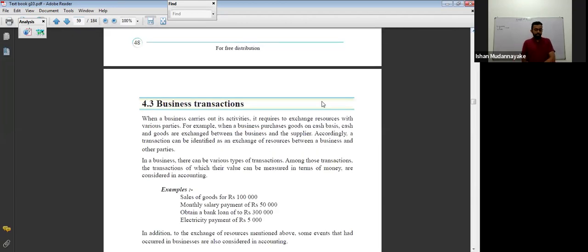Now, on page number 49, we discuss transactions and events. What do you mean by transaction? A transaction can be identified as an exchange of resources between a business and other parties. The accounting process starts with transactions and events.